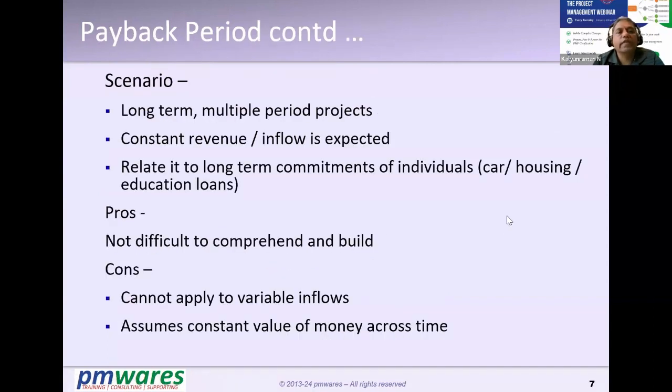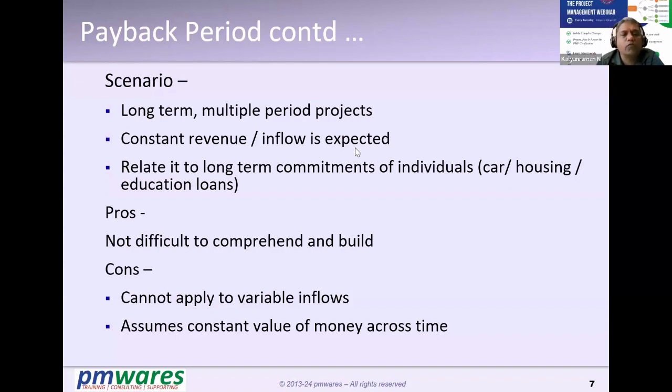So we just gave you some scenarios here where you can put this to use. Multiple period projects, because duration is a factor here, and constant revenue and inflow is one of the primary things you look for when you do this payback period. Examples are your housing loan, car loans, education loans. You try to look at it from a different scenario, because for you, the money taken is a cost, not a revenue. But for the person who is giving you that money, that is the revenue. So this is a very simple technique to put to use, called the payback period.